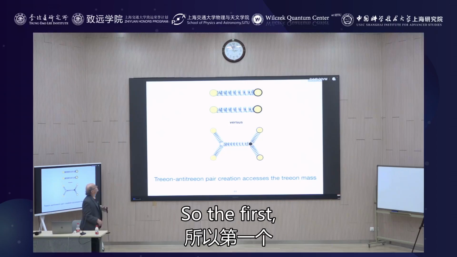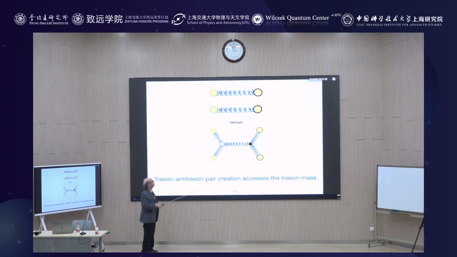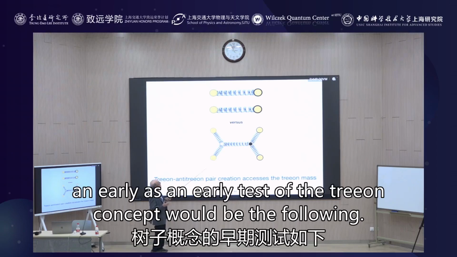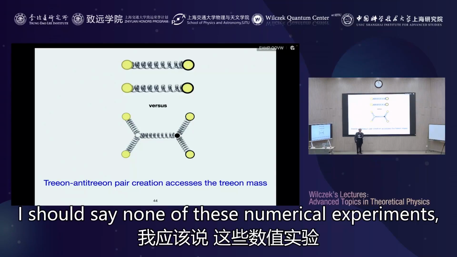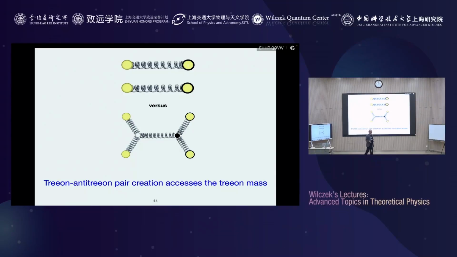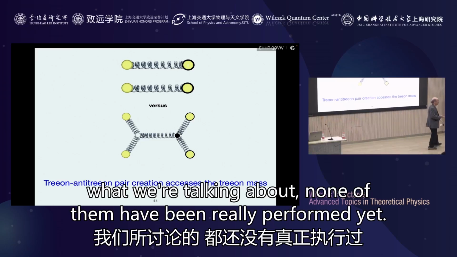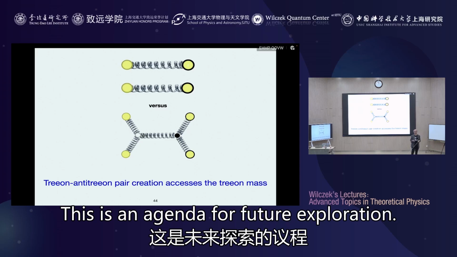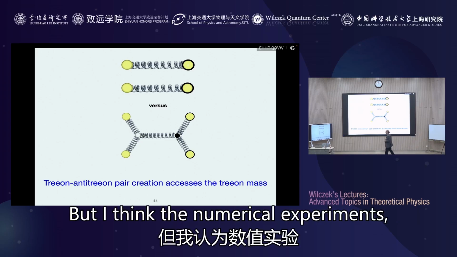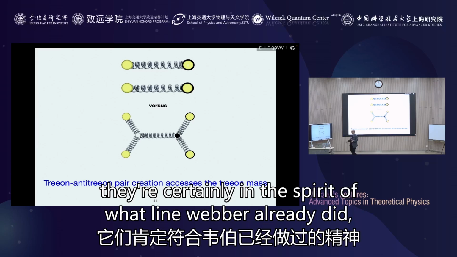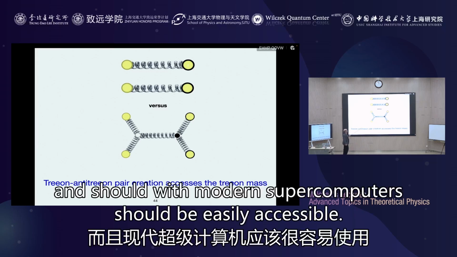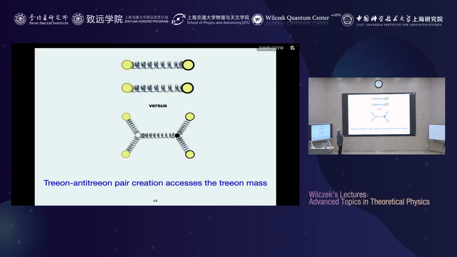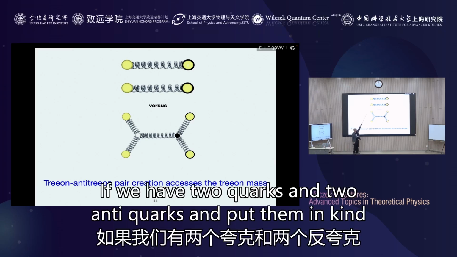So an early test of the trion concept would be the following. I should say none of these numerical experiments, which is what we're talking about, none of them have been really performed yet. So this is an agenda for future exploration. But I think the numerical experiments, they're certainly in the spirit of what Lineweber already did, and with modern supercomputers should be easily accessible.